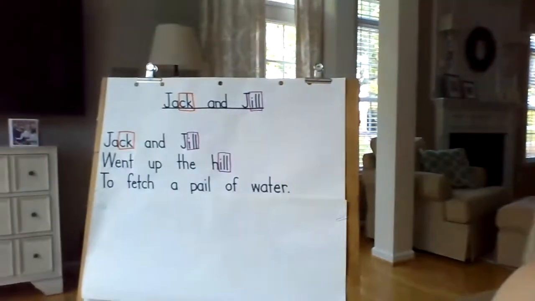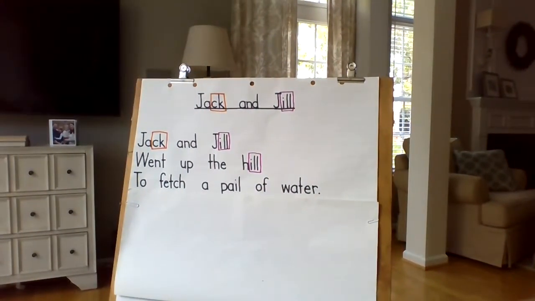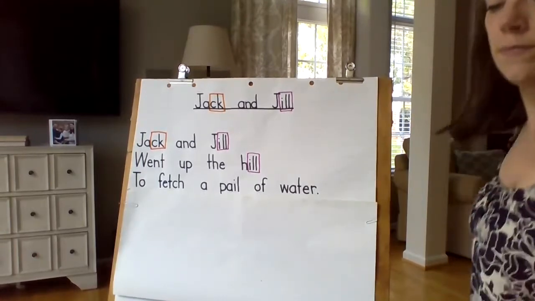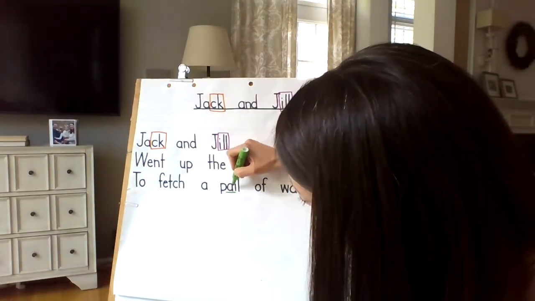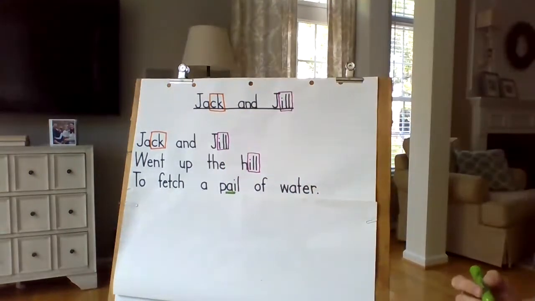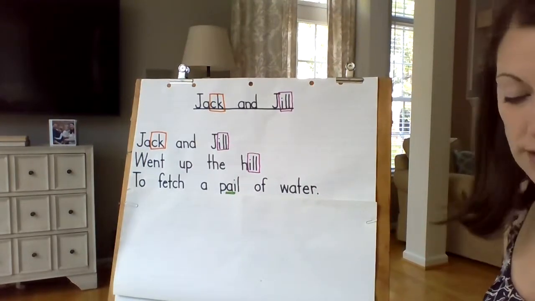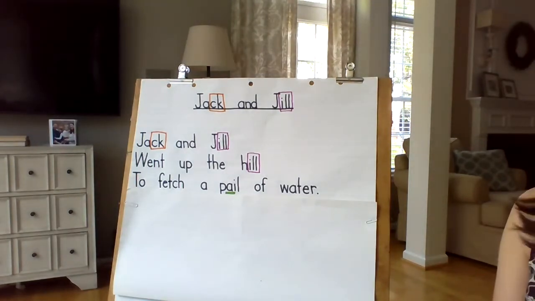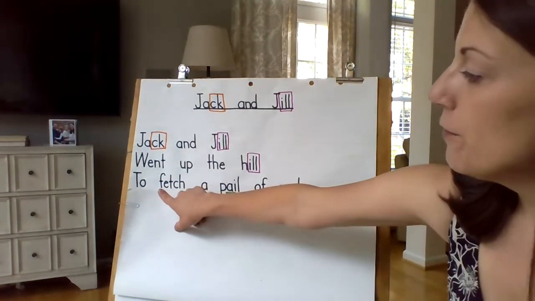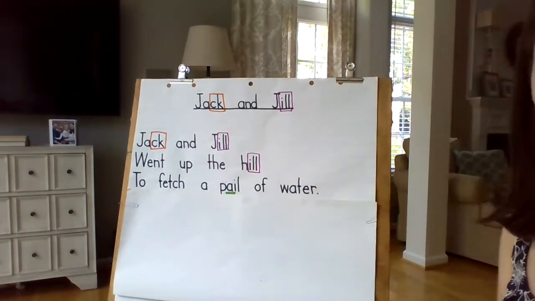All right, here we go. Got to move all my, I have so many letters on today. All right, here we go. So first thing, I want you to see if you can find the word pail. Pail. Yeah, it's in our new line right here, that A and I, that vowel team, when they're together, they make that A sound, pail. See if you can find the word fetch. Fetch. Here it is right here. Fetch. Fetch.